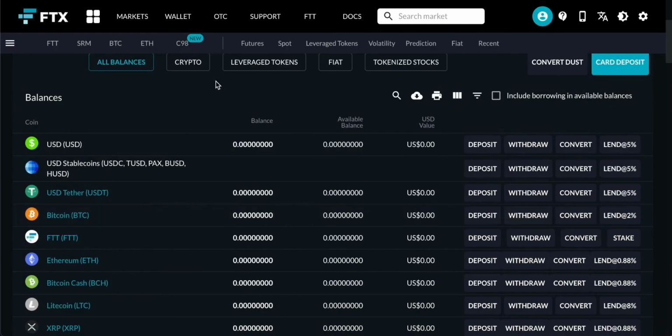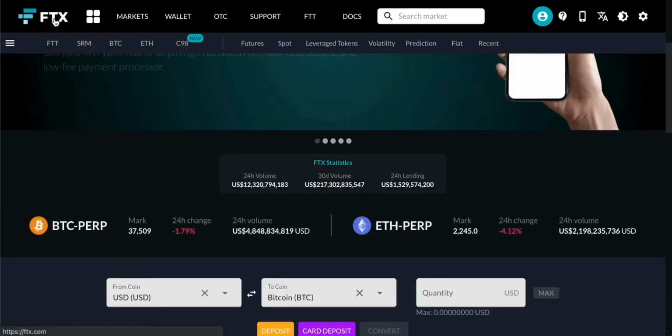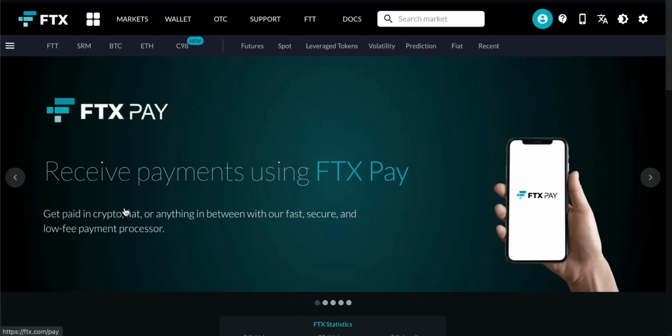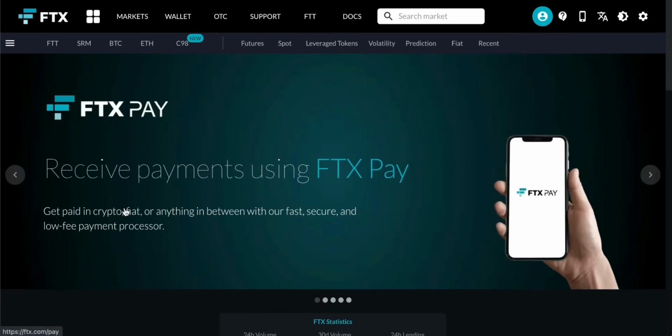That is though the basics of getting set up and trading on FTX. It does have very low fees and it has fiat on ramps and off ramps.